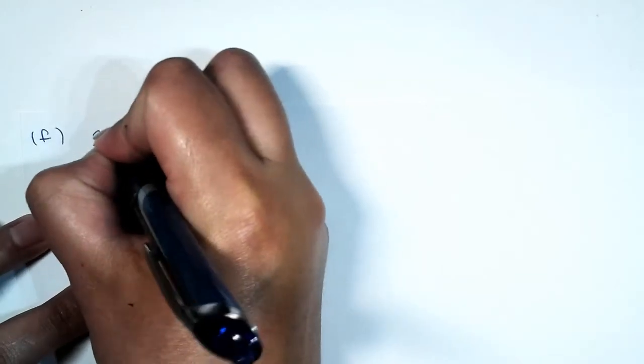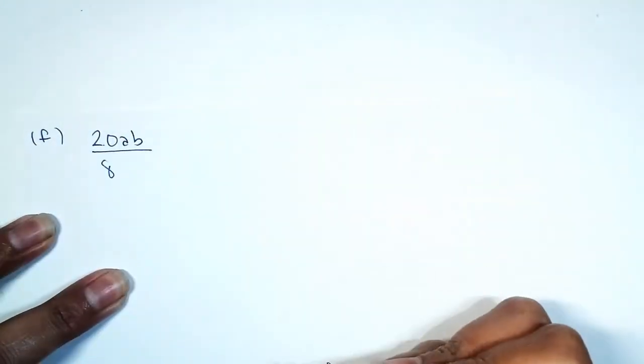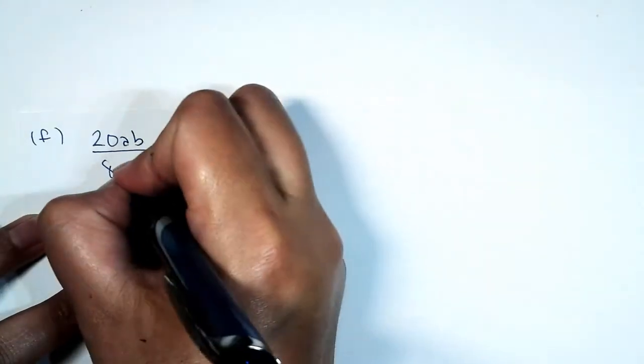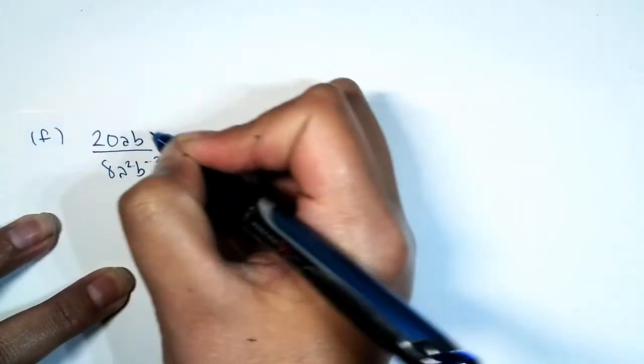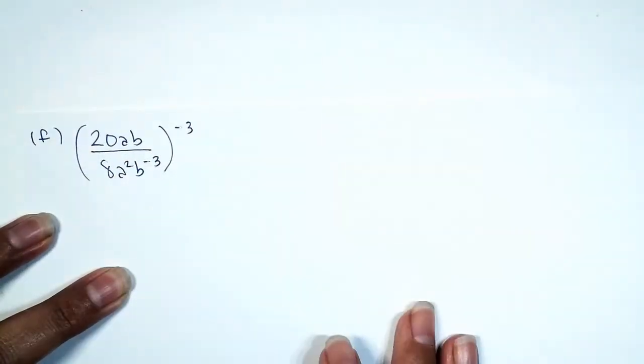What? You want another fraction? Oh, I love your enthusiasm. So we have 28b over 8a squared b to the negative third. And to make it even spicier, we're going to raise it to the negative third power.